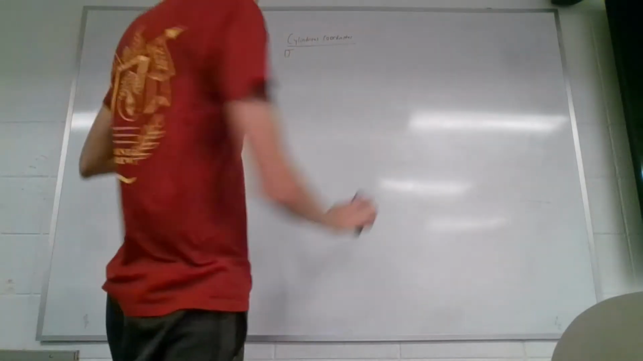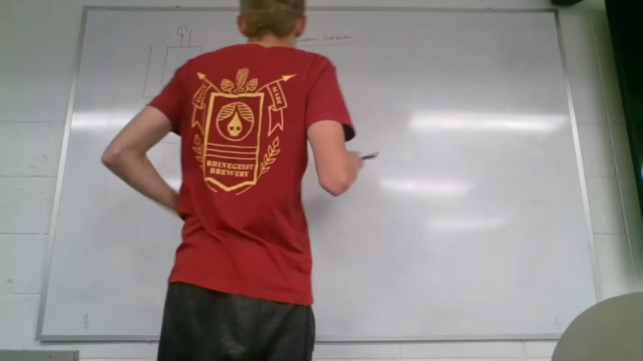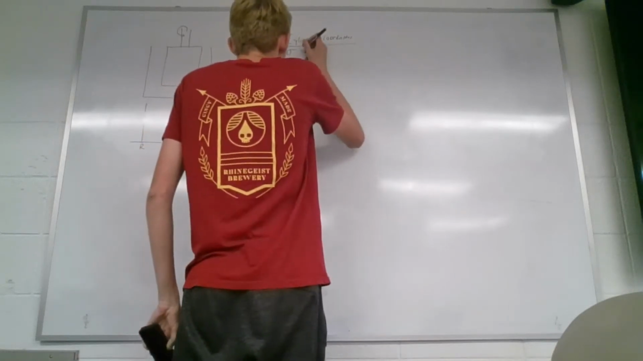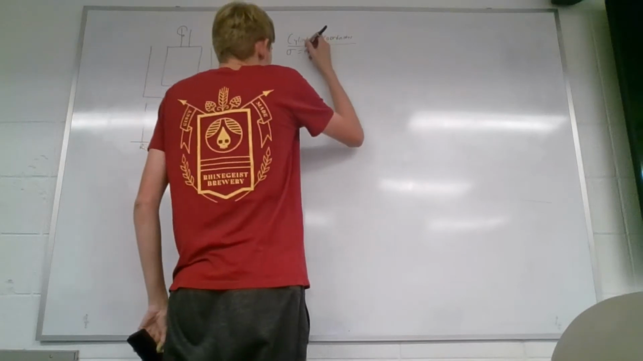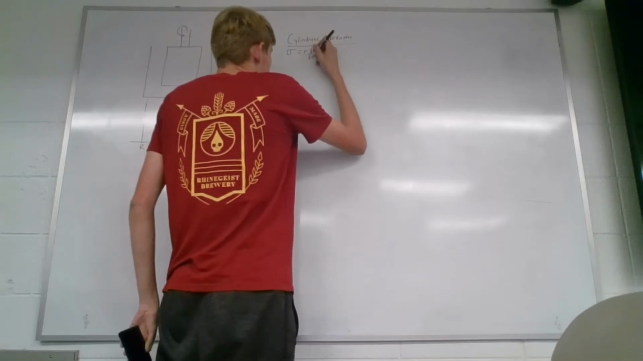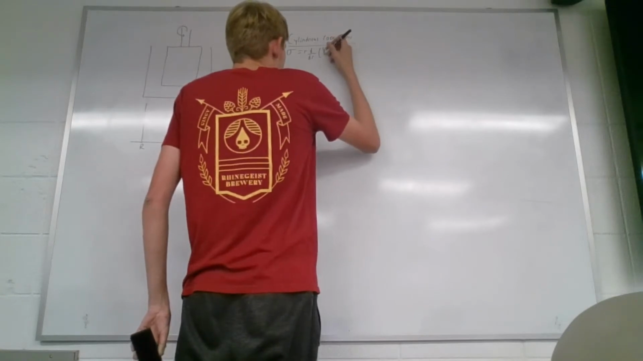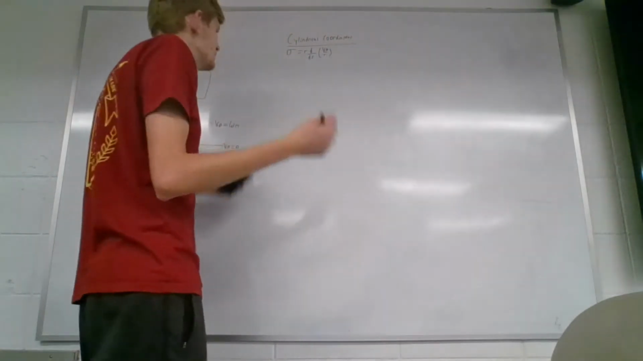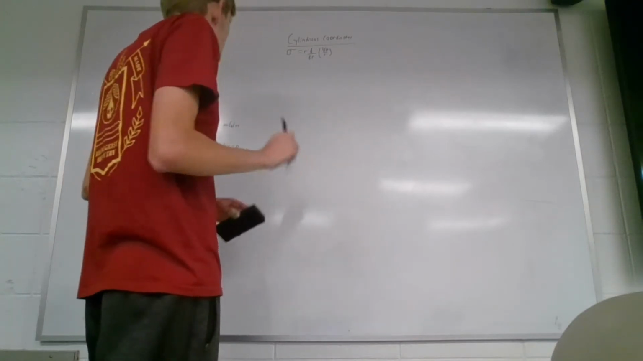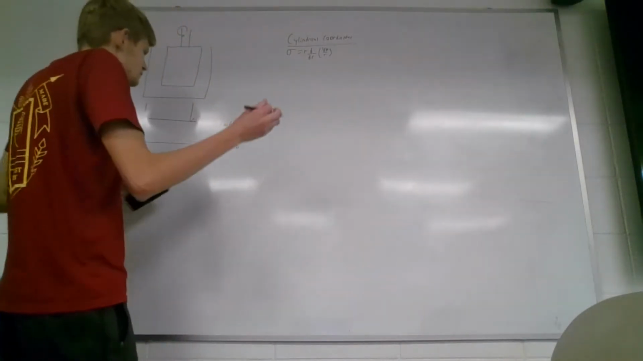Our shear rate is going to be equal to the radius times the derivative with respect to the radius of our velocity profile divided by the radius. This is our given shear rate.